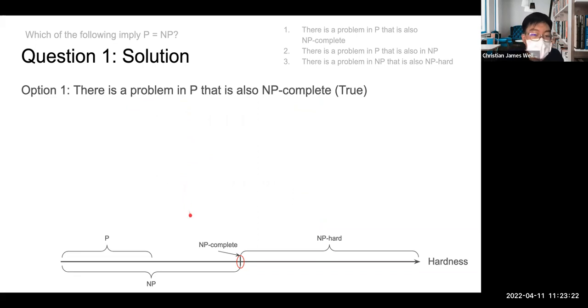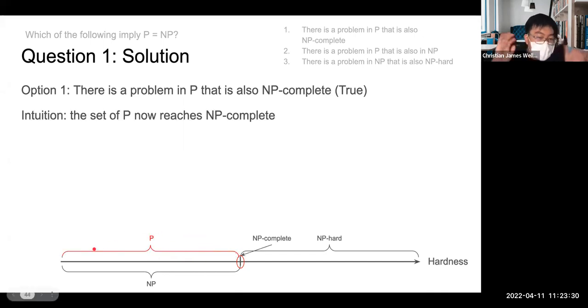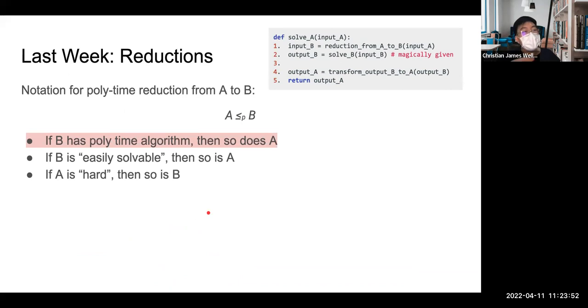The way I thought about it is I look at this number line. If there's a problem in P that is also NP-complete, it means that intuitively the set P covers this entire thing. It reaches all the way to NP-complete. So you can see visually now P equals NP. But let's try to formally argue about it, because you don't want to draw a number line and argue like that in the exam.